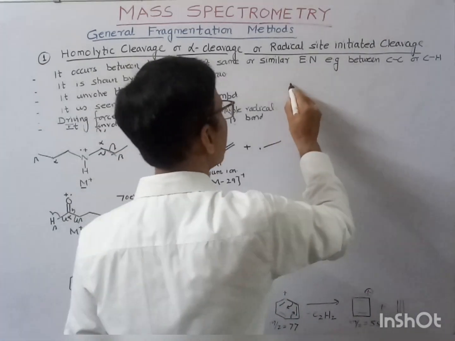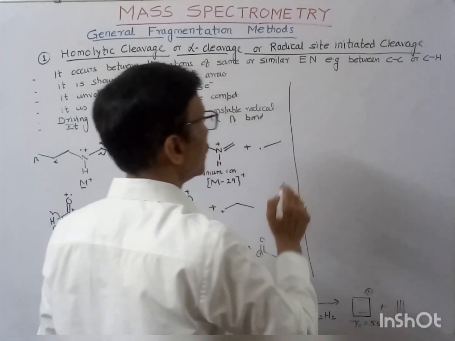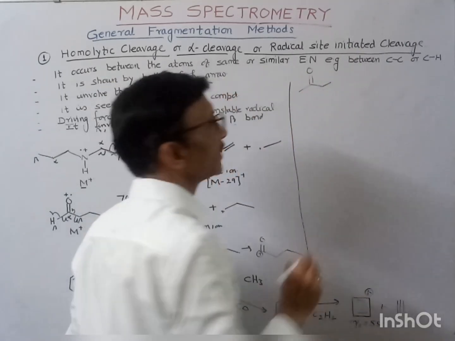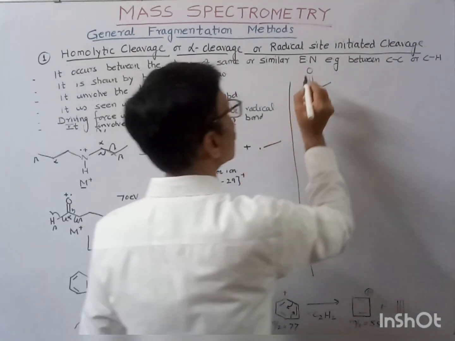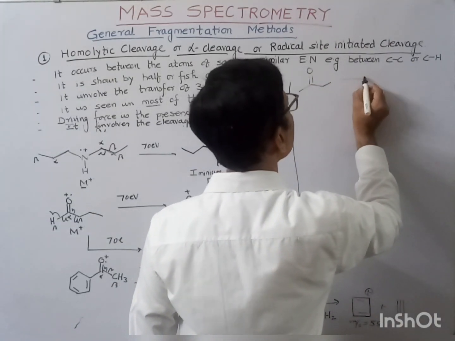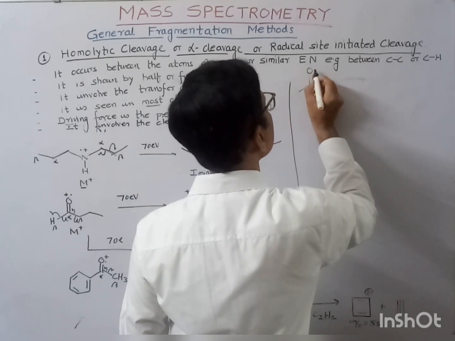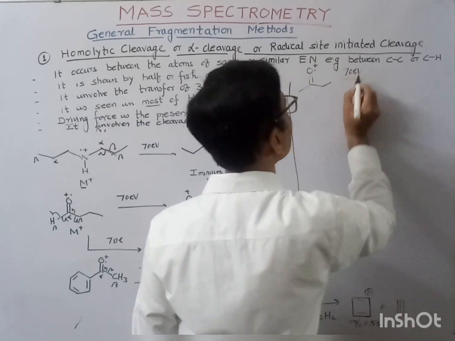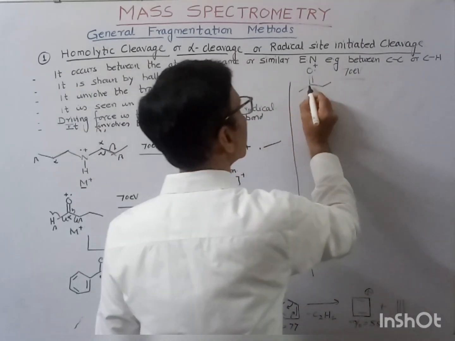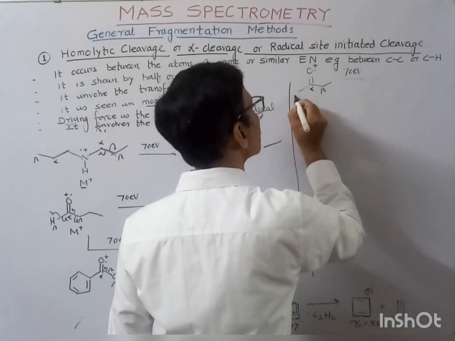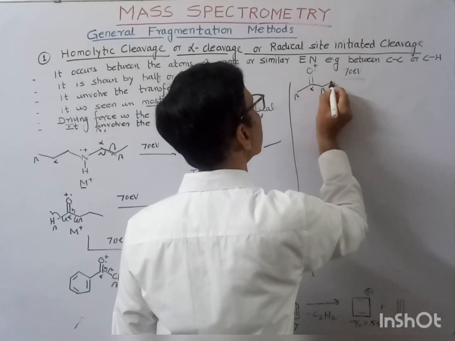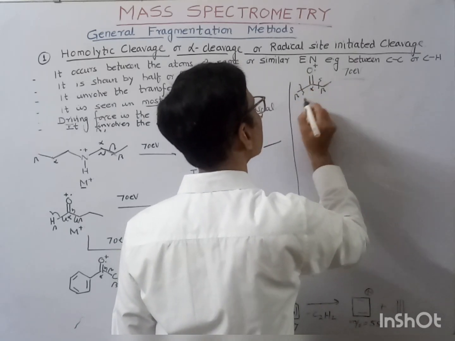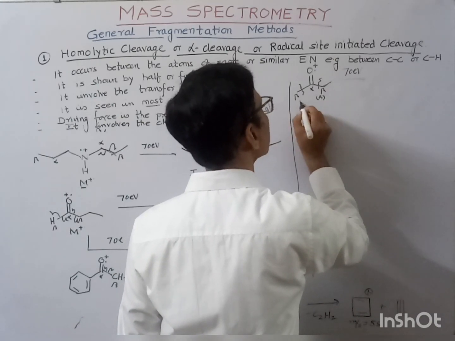Now suppose you have an aliphatic ketone. Again, it will undergo cleavage. This is a radical cation, and at 70 electron volt it will undergo cleavage at the alpha-beta bond. This is alpha, this is beta, and this is also beta, so cleavage is possible from two sides, either this path or this path. Suppose this is path A and this is path B.